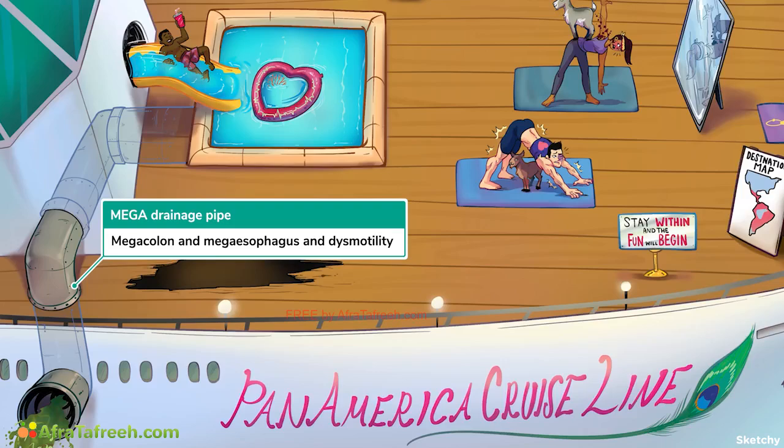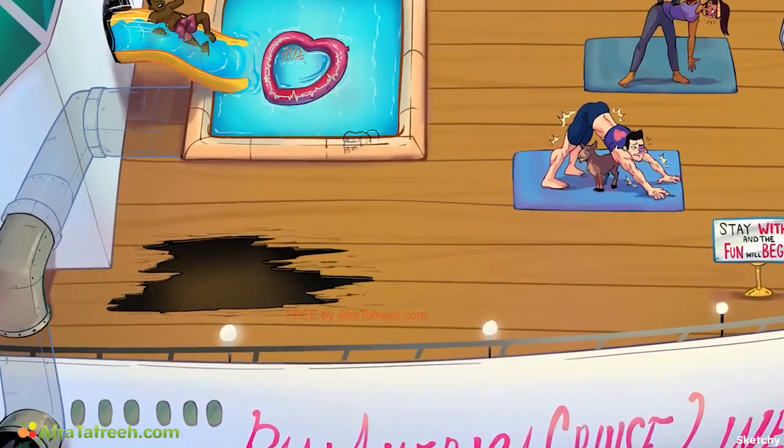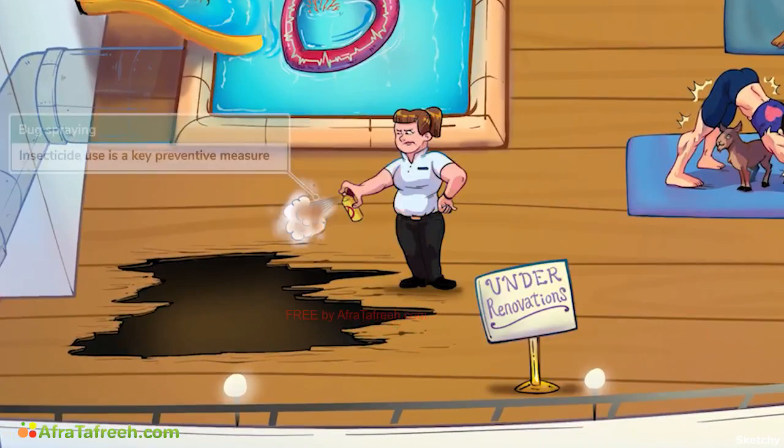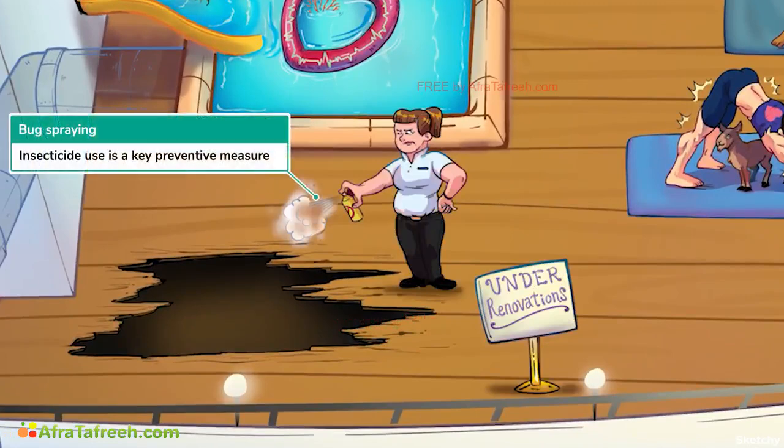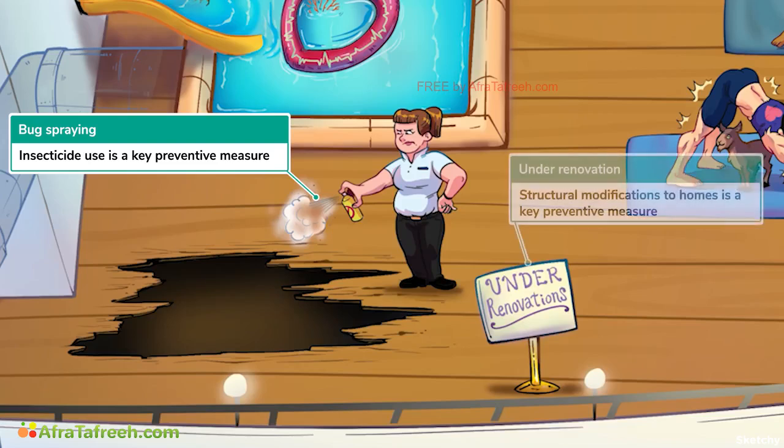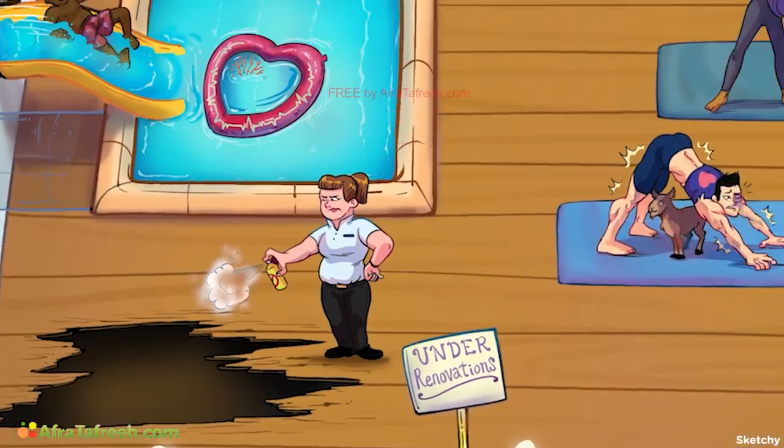Okay, let's wrap this sketch up with prevention and treatment. Prevention starts with controlling the vector population, such as through the use of insecticides. And because substandard housing conditions increase exposure to the vector, structural modifications to homes is a key preventative measure. Don't mind our dust, or crop dust.